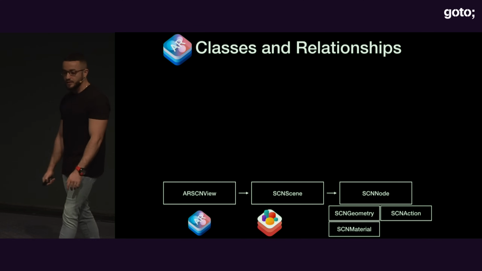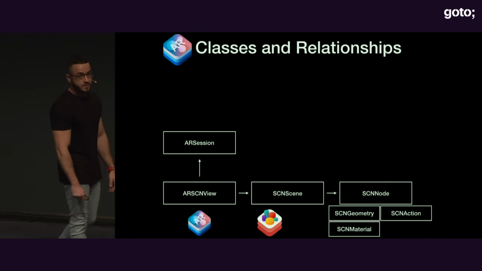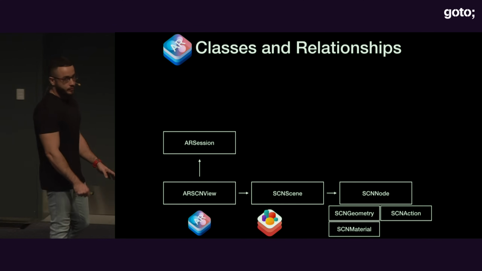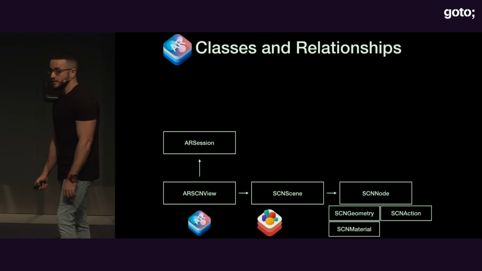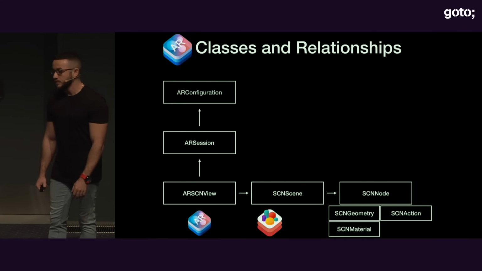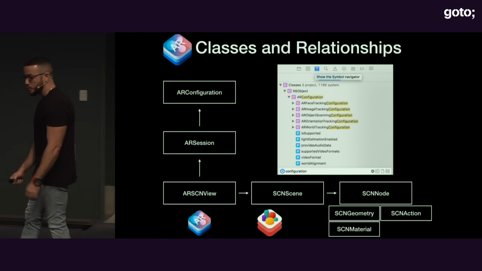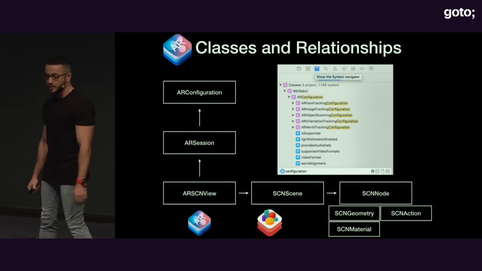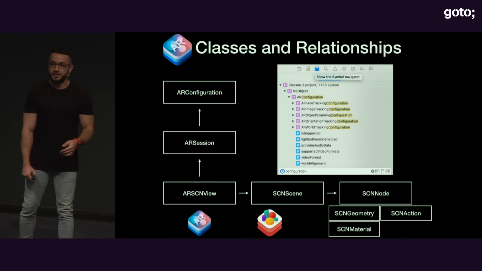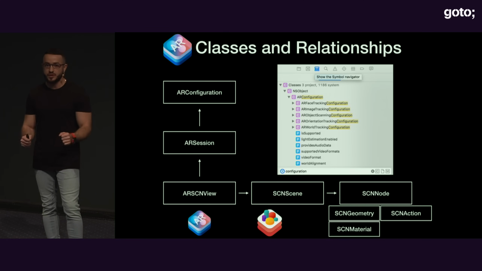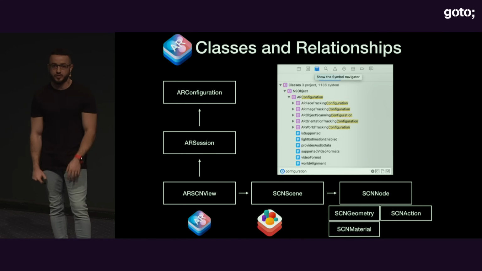And the AR SceneView composes an AR session, and it's the main class that we're going to use for AR processing. The AR session needs a configuration to run. And if we go to Xcode, to the symbol navigator, we can see that ARConfiguration is the base class. It gives us 3 degrees of freedom. It gives us rotation around the X, Y, and Z axis. It's like the 3D degrees image.